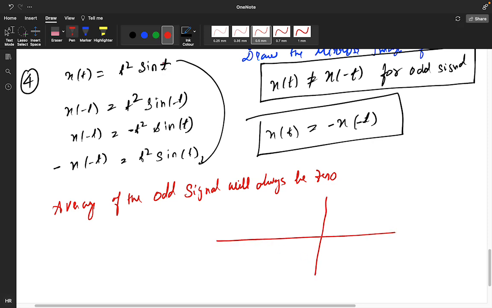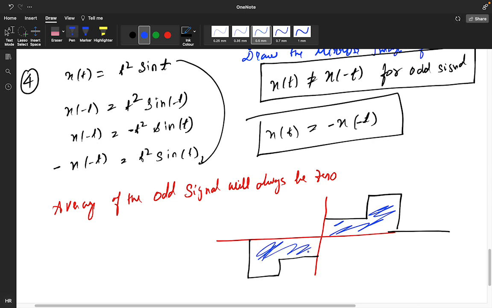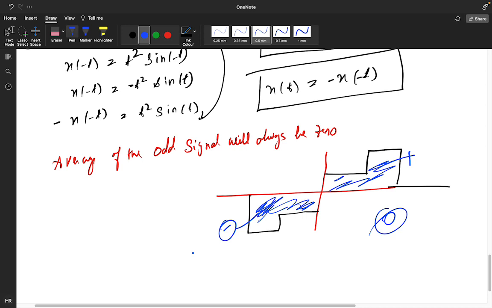Like this is your signal. So you are getting this particular signal here. Whatever area it is covering here, the same area it is covering in the negative part. So this is your positive and this is your negative. Both positive and negative combined will give you a 0 result. So the average of the odd signal will be 0.